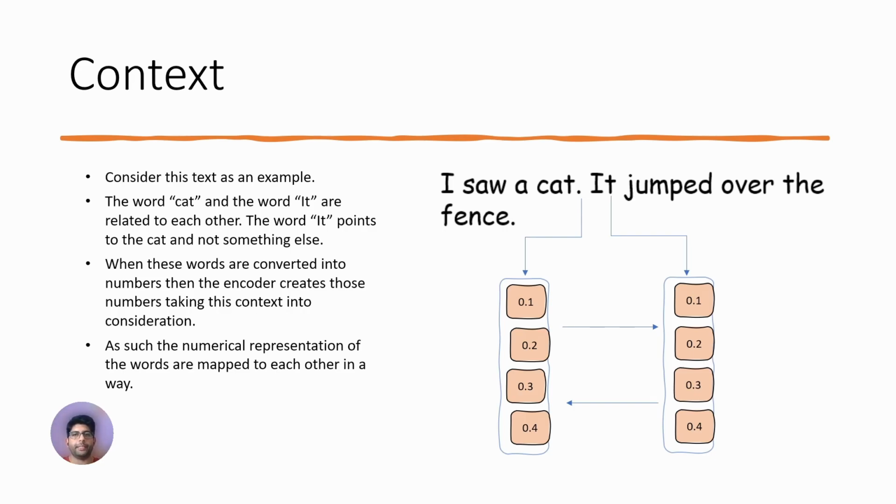To make the neural network understand this context, whenever a particular word is converted into a stream of numbers, the encoder takes in the context of different words before it and after it into its own set of vectors. So the numerical representation of the cat has the context of the word saw, the word jumped, and everything else. Whenever the neural network sees the vector representing the word cat, it knows that the word after that, for example it here, relates to the cat and not to something else.